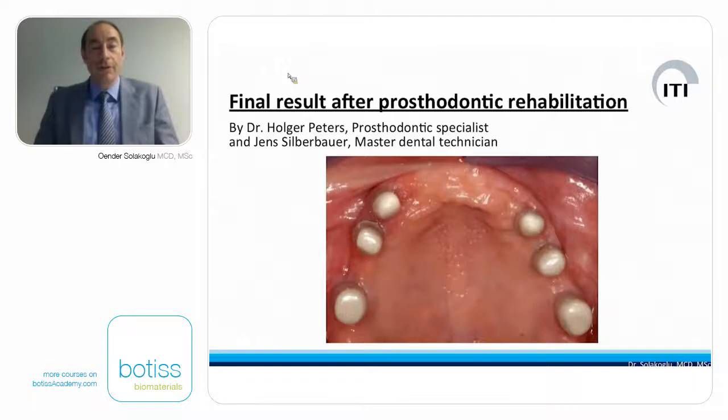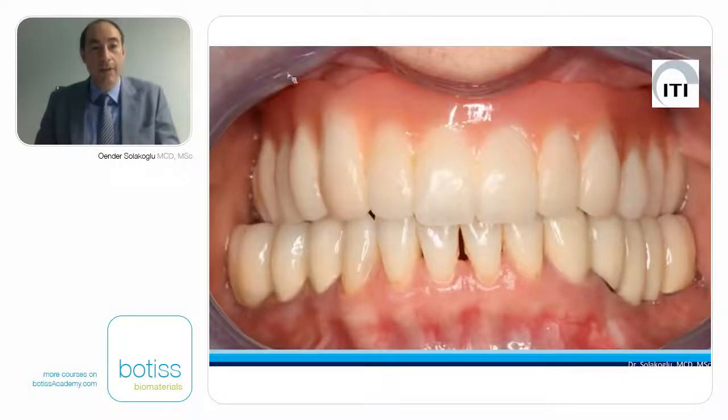The prosthodontic rehabilitation was done by my great colleague, Dr. Holger Peters, who is a prosthodontic specialist in Hamburg, and the master dental technician Jens Silberbauer. As you can see here, a great result, and thank you very much to those 2 great guys for doing this Straumann case more or less for free.